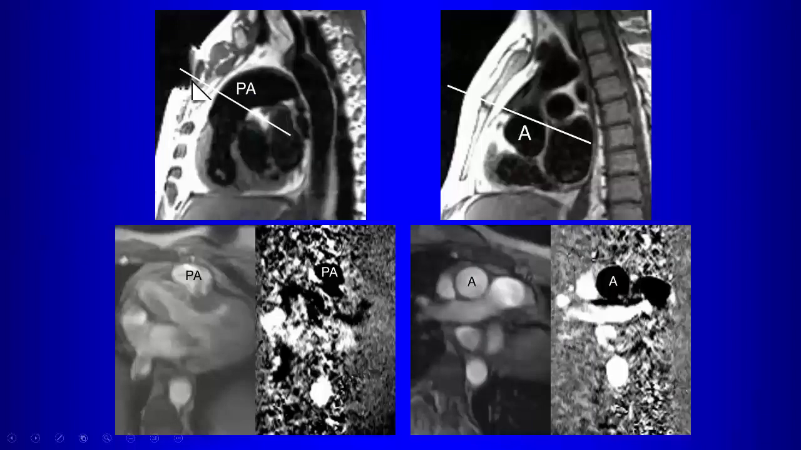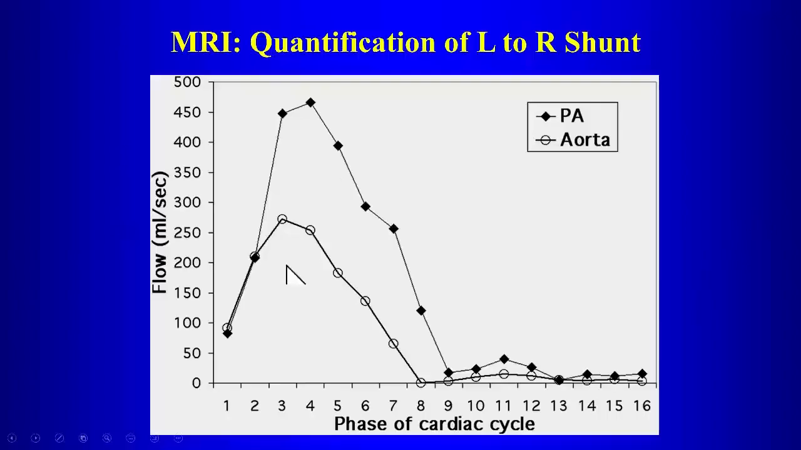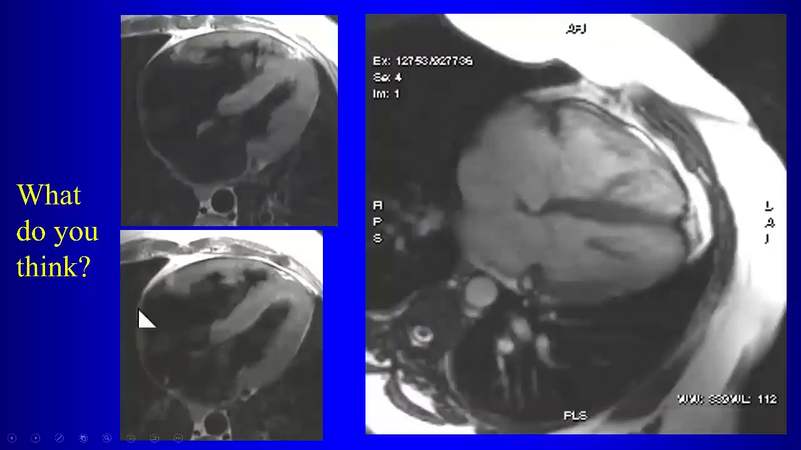So we will take measurements through the pulmonary artery, we will take measurements through the aorta, using phase contrast, and then we compare the flow. Normally they should be the same, but we see here that the flow in the pulmonary artery is greater than the flow in the aorta. That is our left to right shunt. We can compare the amount of flow, and that gives us an idea of what our left to right shunt ratio is. Okay? All right.